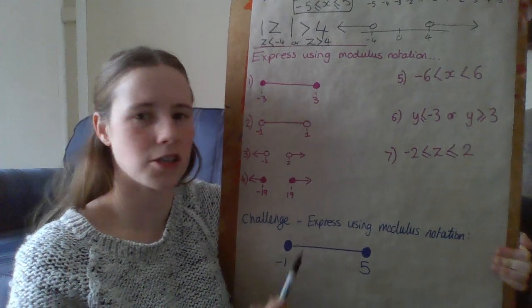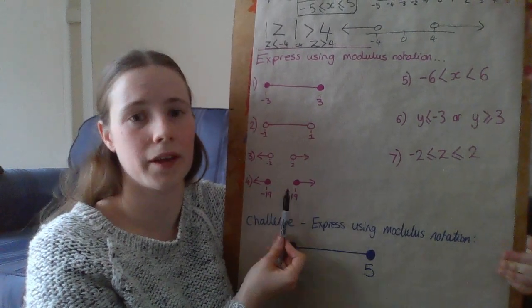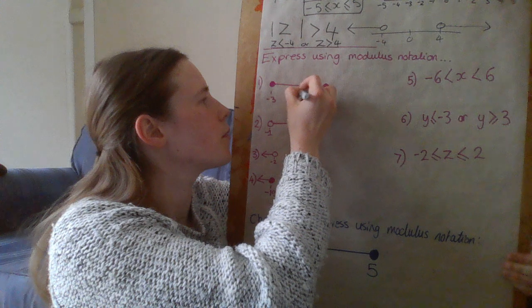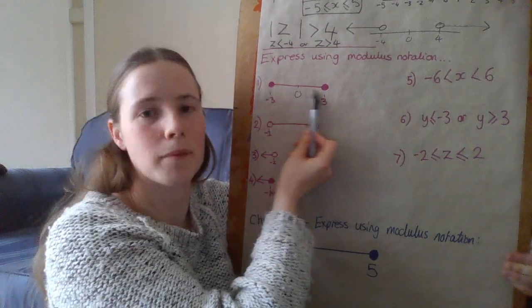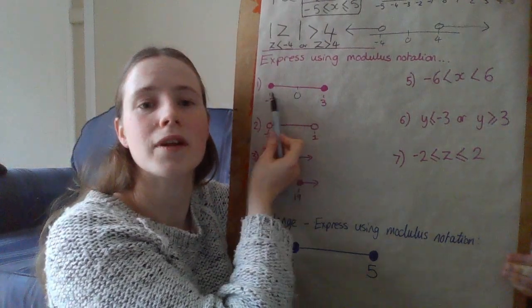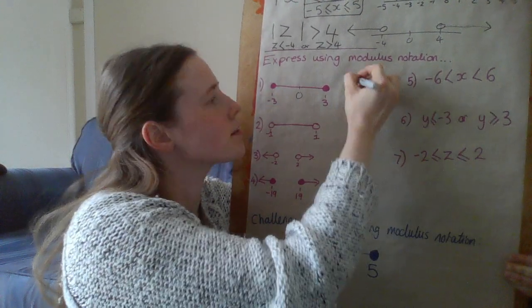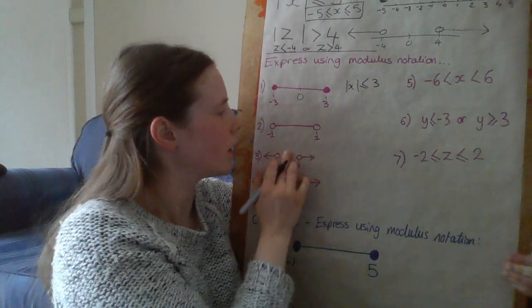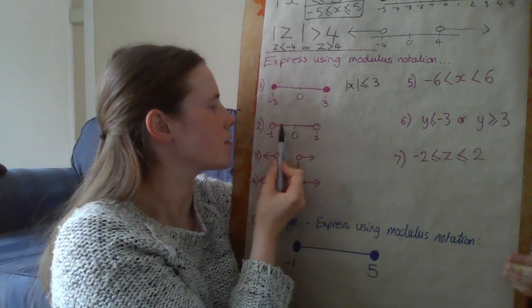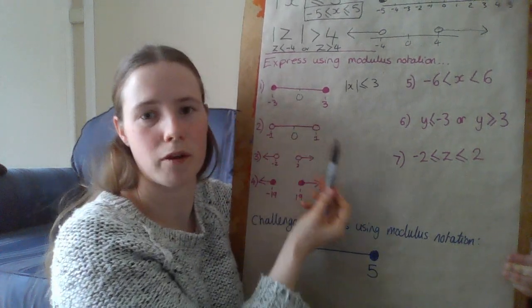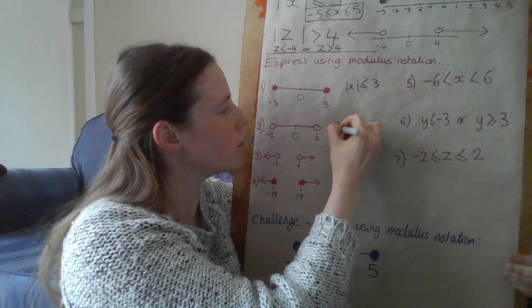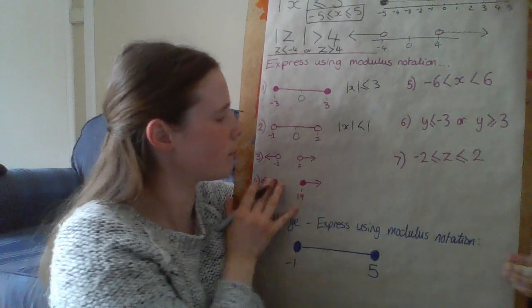Okay, so for these questions here, I'm going to pop 0 in so we can think about distances. So if I put 0 in here, we can see everywhere that I'm capturing is a distance of 3 or less from 0. So the modulus of x, if I'm using x, is less than or equal to 3. Here, if I put 0 in, I can see we're less than 1 away from 0 for all of the points that I need. So the modulus of x is less than 1.